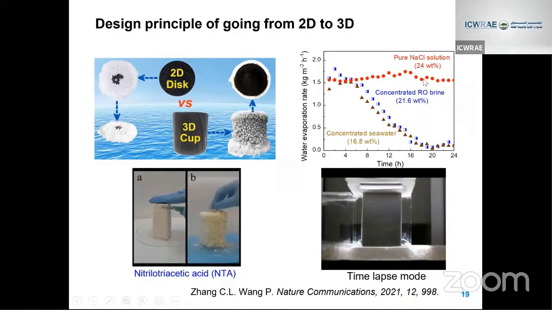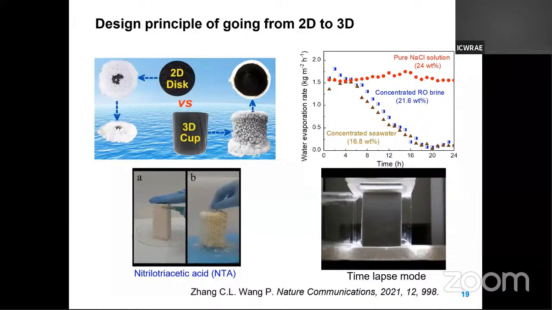And we even got very stable, good brine treatment efficiency. However, up to this point, we had been using pure sodium chloride solution as a surrogate for real seawater, under the assumption that pure sodium chloride is a good surrogate of real seawater.